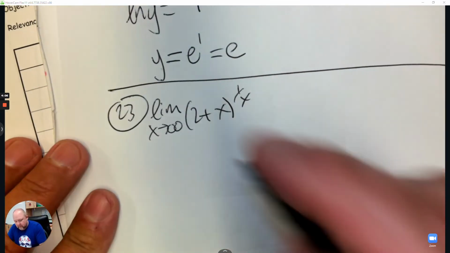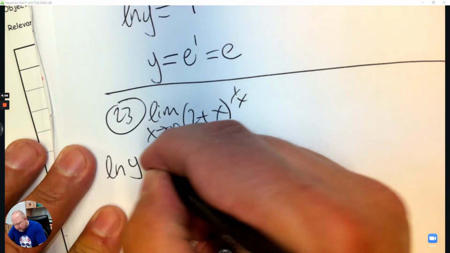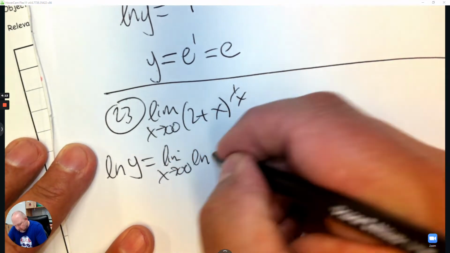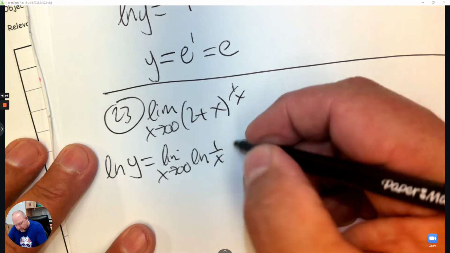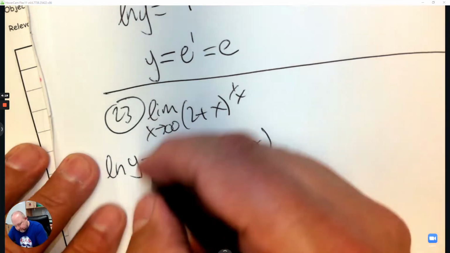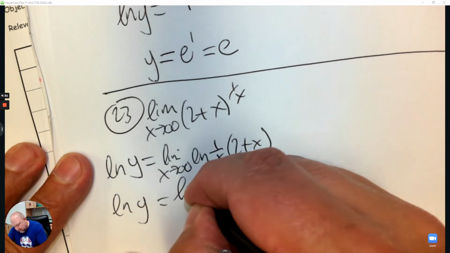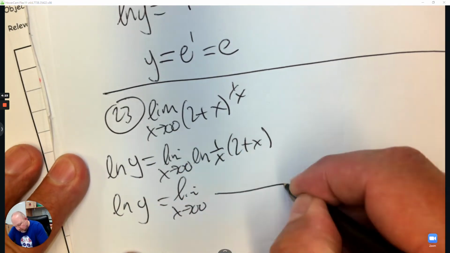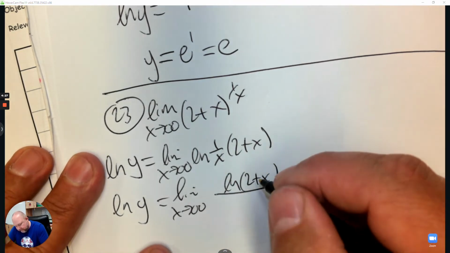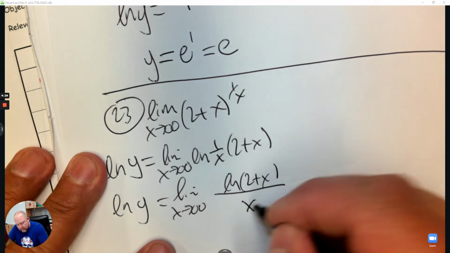So you know what we're going to do here? We're going to make it equal to y and take the logarithm. That means the power is going to go in front. So if I look at this as a quotient, it's going to have ln of 2 plus x over x.